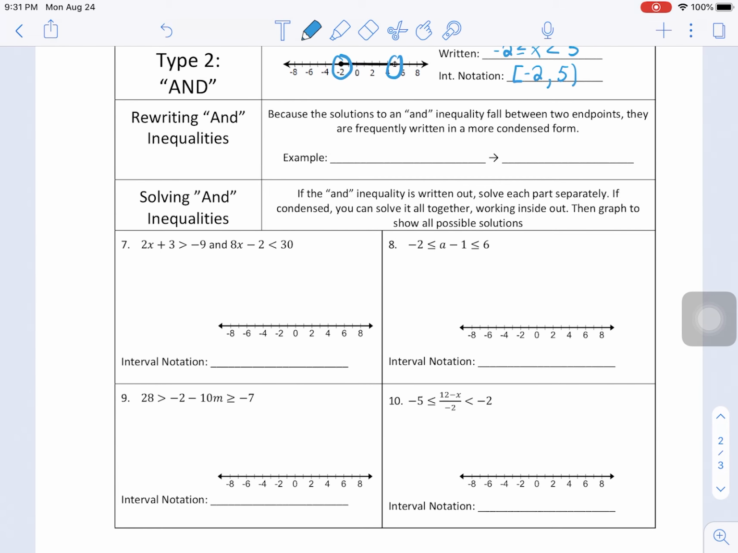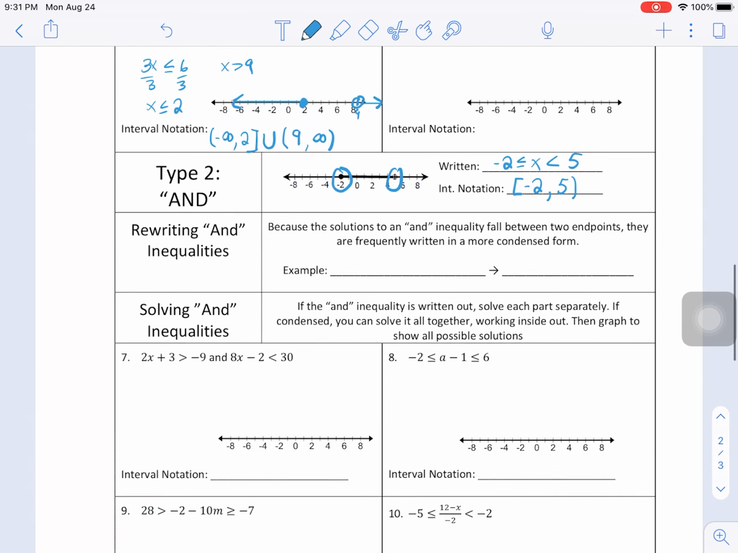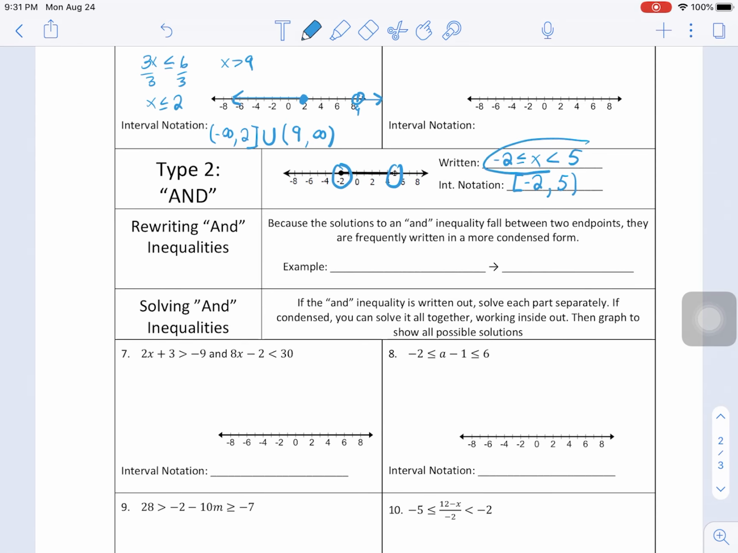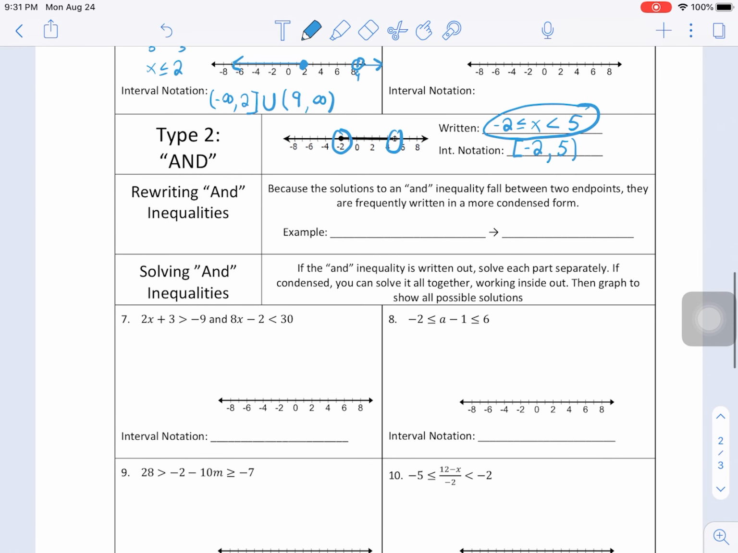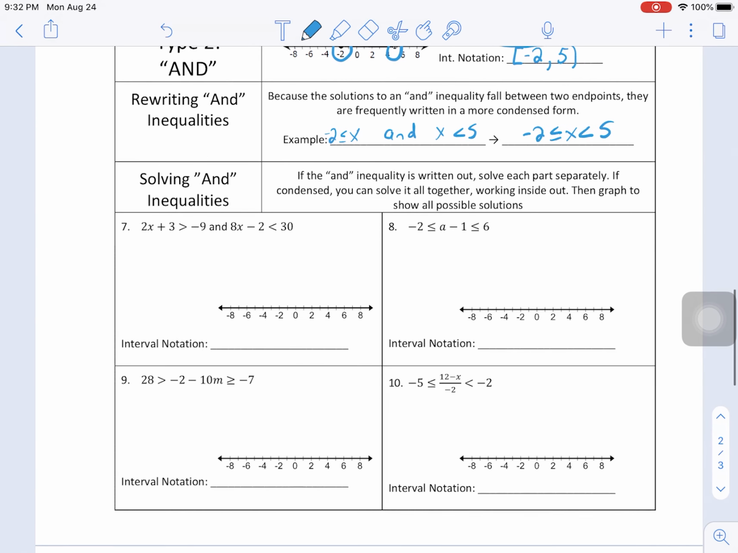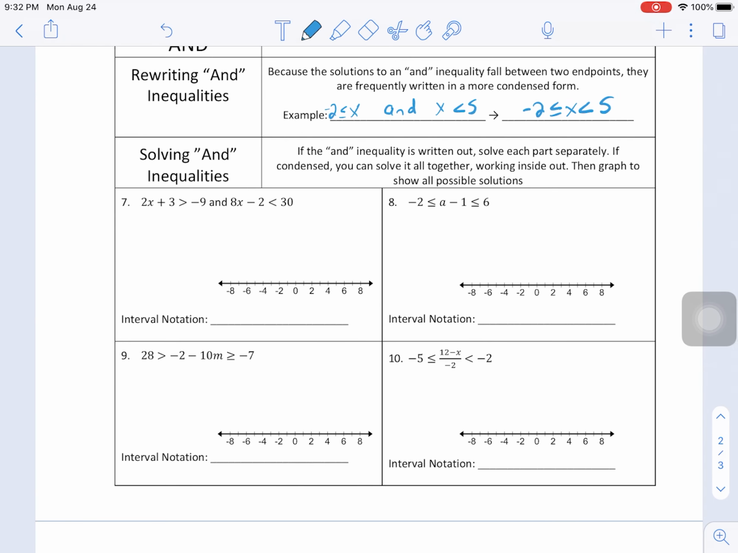Because the solutions to an AND inequality fall between two endpoints, they are frequently written in a more condensed form. Oh, we already did that, sorry. This is the more condensed form of an AND inequality, right? It was talking about doing something like this. So -2 is less than or equal to x, and x is less than 5. Okay, that was the uncondensed, and then we condensed it. -2 less than or equal to x, which is less than 5. Whoops, got ahead of myself a little bit there. Sorry about that.